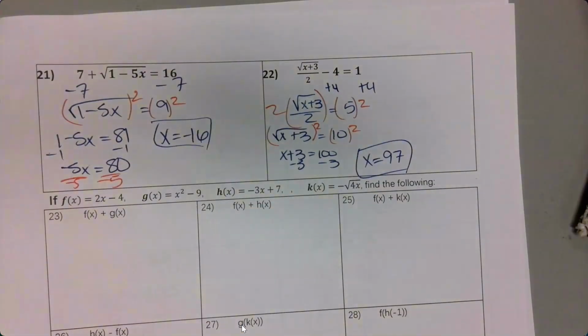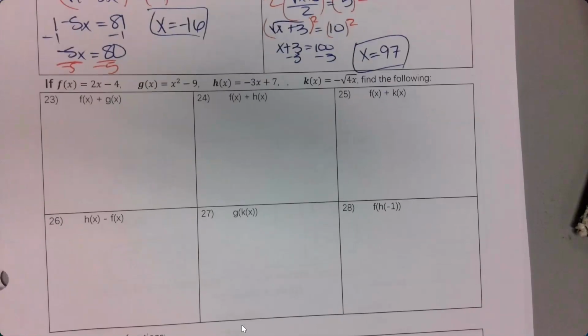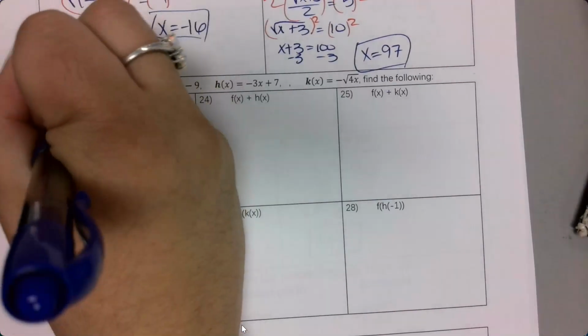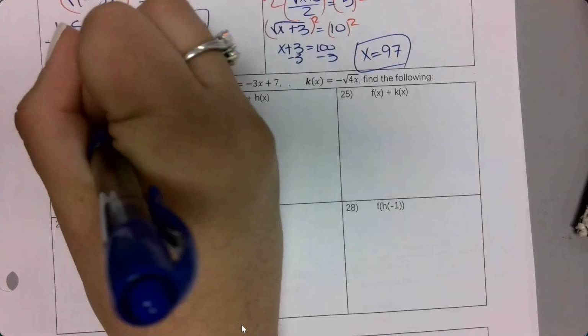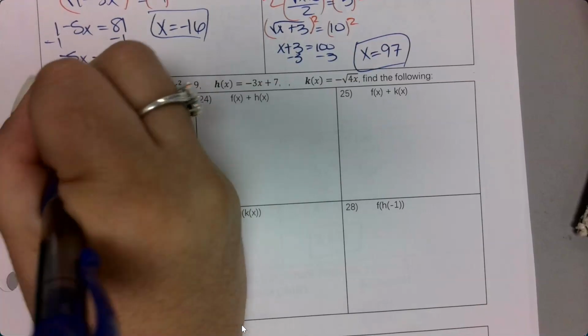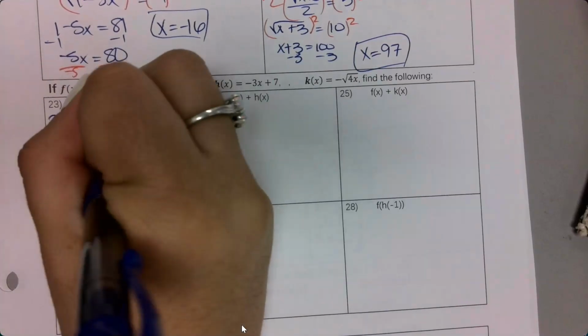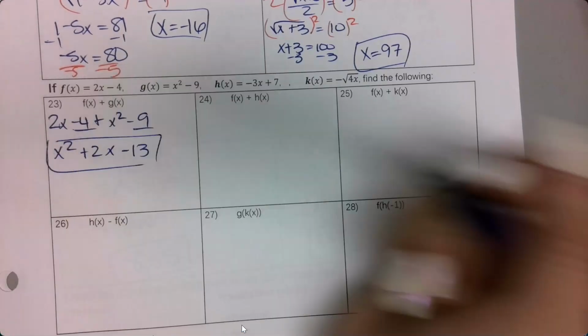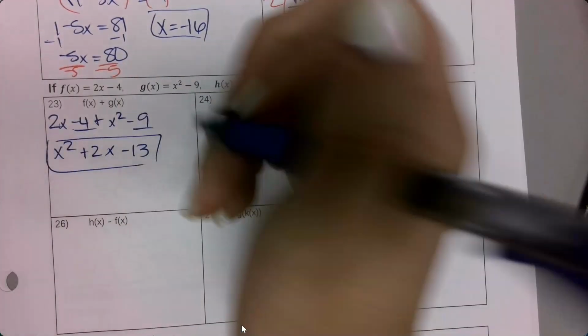These ones are giving me different functions, and it wants me to perform the operations. So I have f of x plus g of x, so I'm adding the two functions together. So just write it in standard form. I have x squared plus 2x, and then I combine the two numbers together, minus 13. This one I'm adding f of x and h of x.